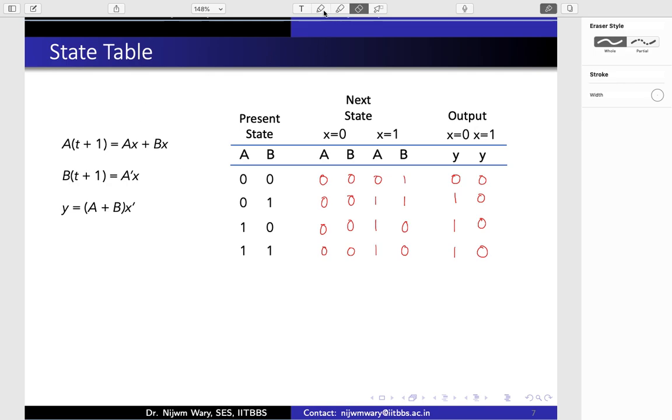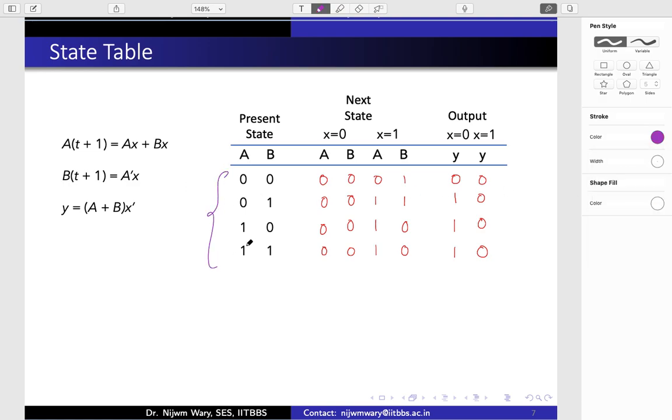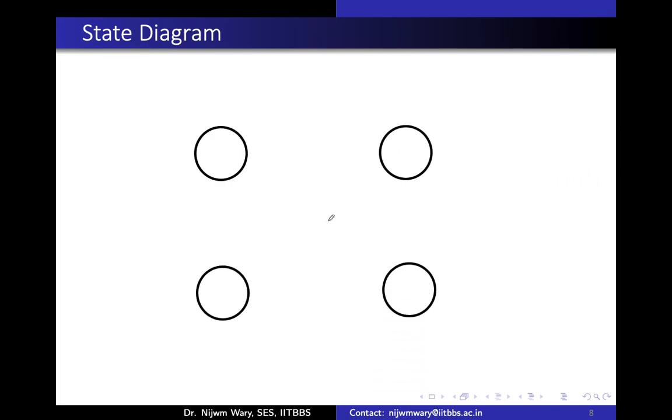Because we are having four states, we'll be drawing 4 circles. So 1, 2, 3, 4. So these 4 different circles represent 4 different states.